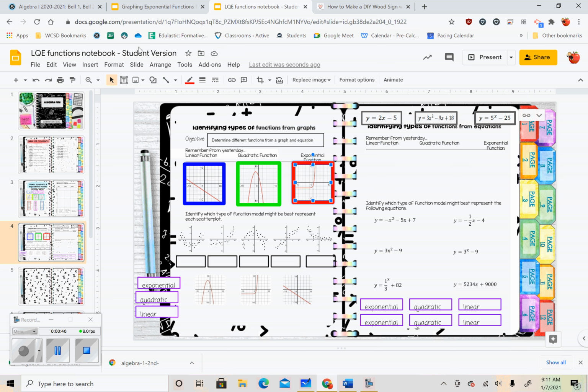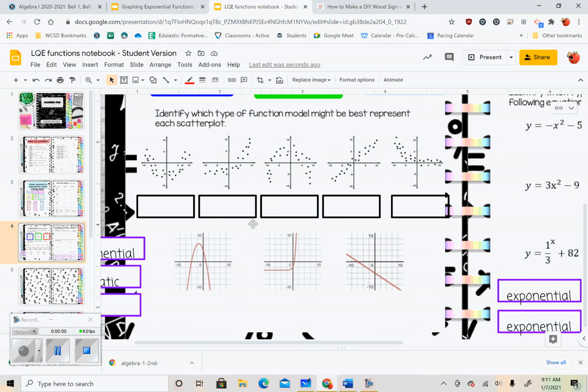Now, these are just scatter plots down here. I'm going to make them a tad bit bigger so we can see. These are just scatter plots, okay? What is the shape of this scatter plot? Well, it looks like a U, so we're going to type in a Q. This one, not quite a U, doesn't come back up. Not quite a straight line.